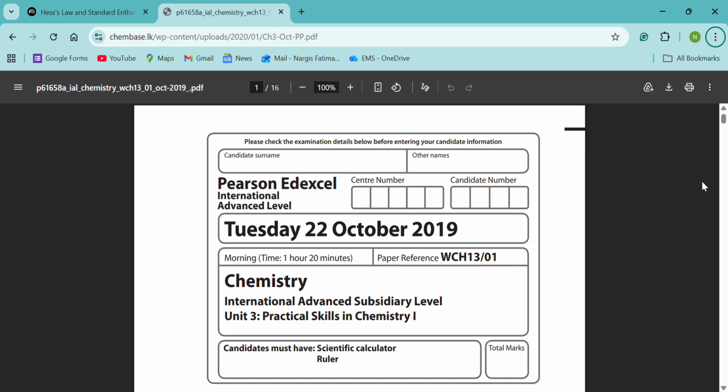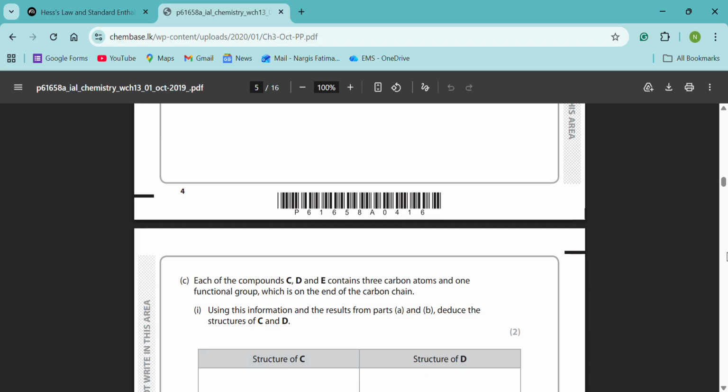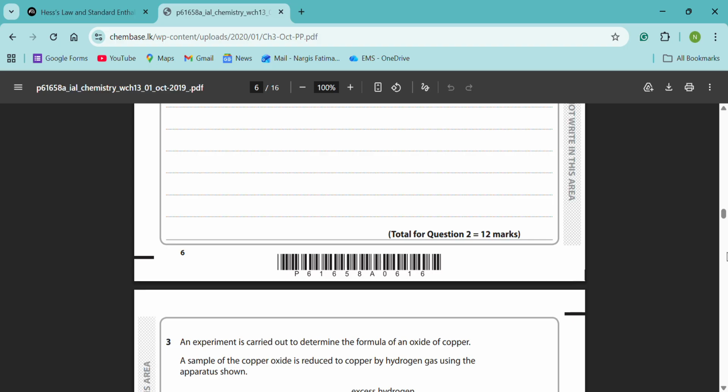Today we are going to discuss Edexcel IAL Chemistry Paper 3 October 2019 Part 2. In our Part 1 video we have discussed question 1 and question number 2. Today we are going to discuss question number 3, 4 and 5 of this paper.